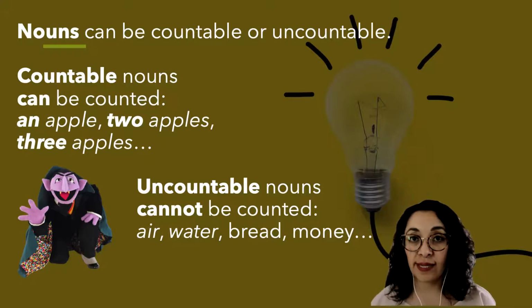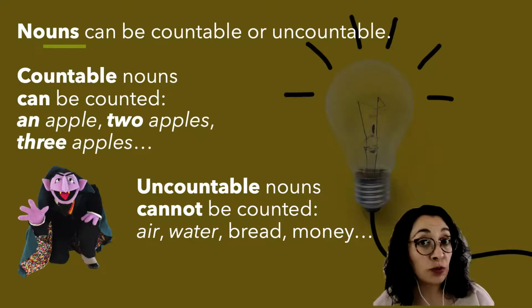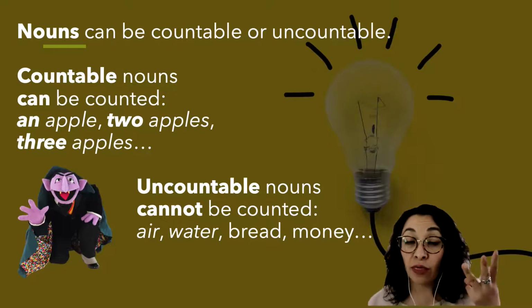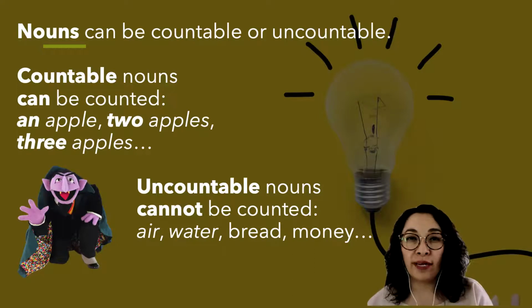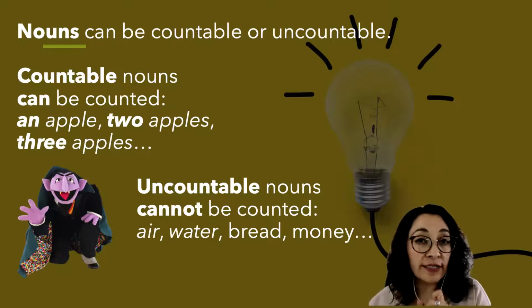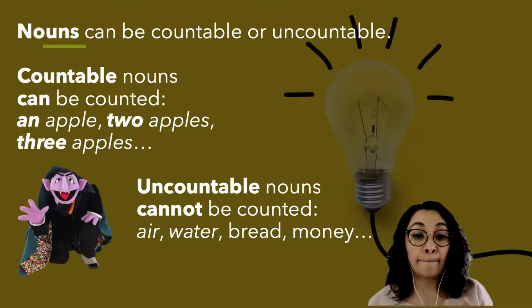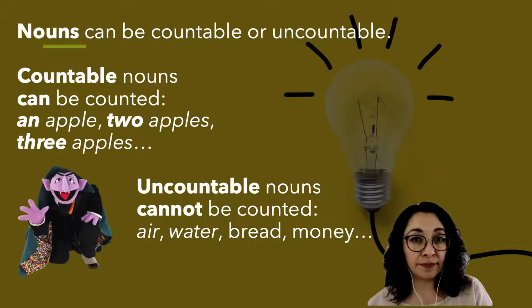Uncountable nouns cannot be counted. We don't say an air, 2 airs, 3 waters. They only have one form, usually the singular form. And examples of uncountable nouns are air, water, bread, money.